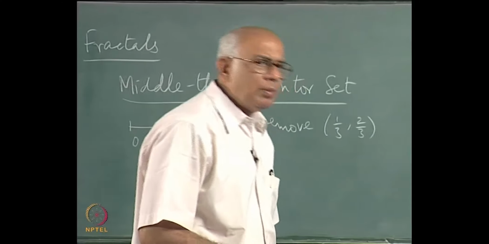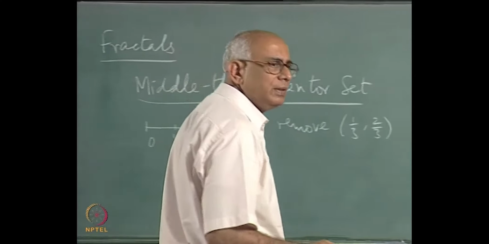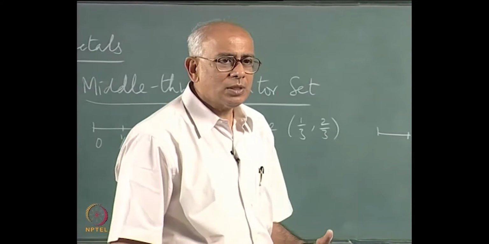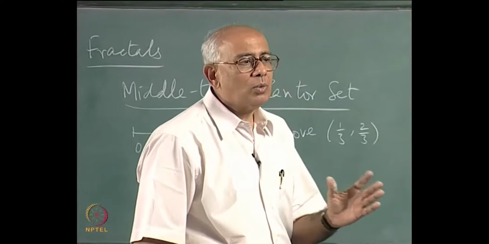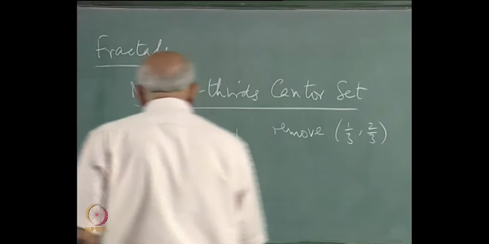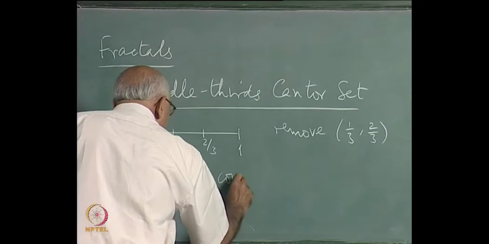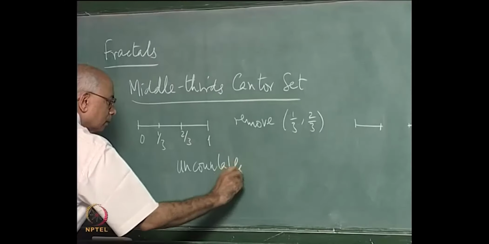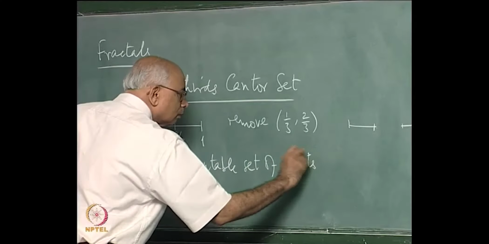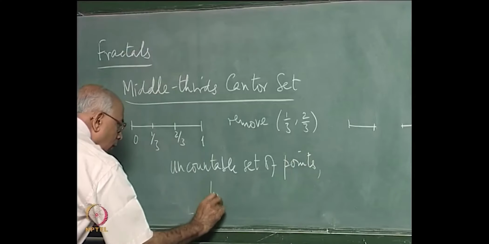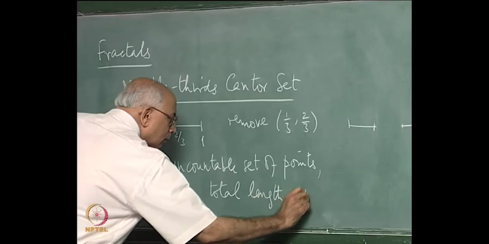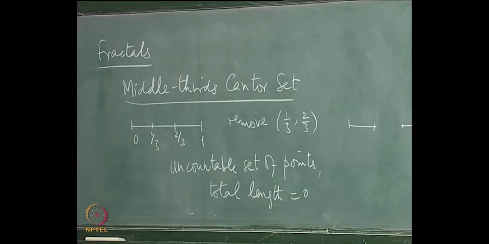Now is it a countable set of points or uncountable? It is an uncountable set of points. It is just a set of disjoint points, but it is uncountable. The total length is equal to 0 in the limit.